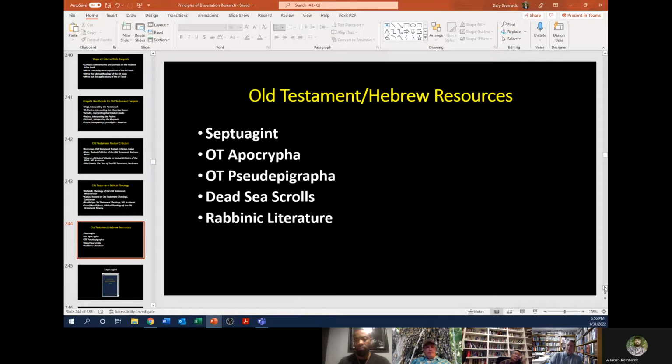All right, so when we come back, we're going to take a break here. When we come back, we're going to go into the Septuagint, talk about that. Old Testament Apocrypha, right? So we're looking at sources other than the Hebrew Bible: Old Testament Pseudepigrapha, Dead Sea Scrolls, and rabbinic literature. We get into Talmud and Mishnah and all that. So we'll take about a 6-minute break, and I'll see you about 7:02, 7:03. Okay, we'll see you then.